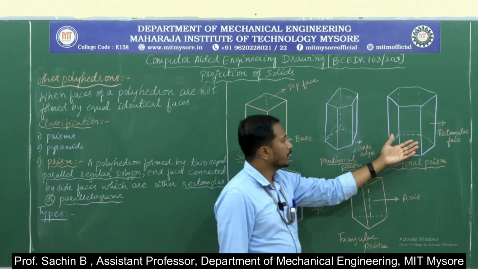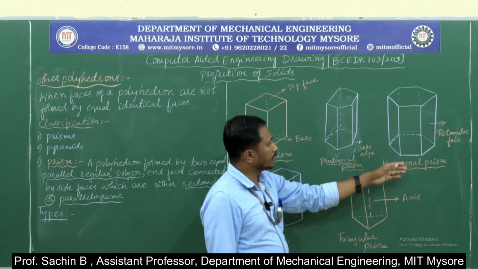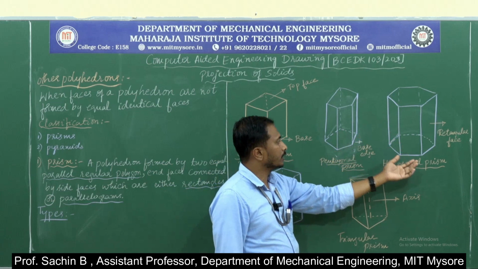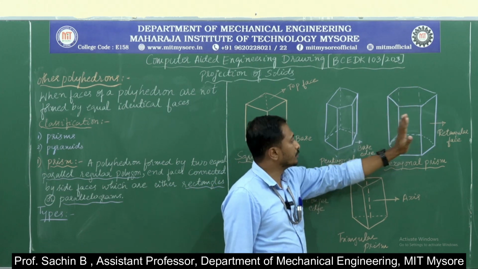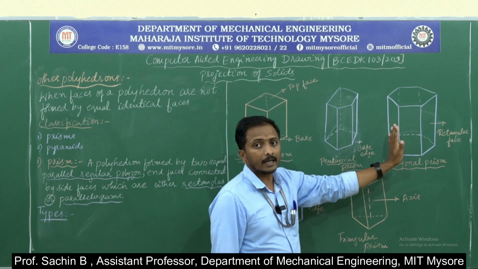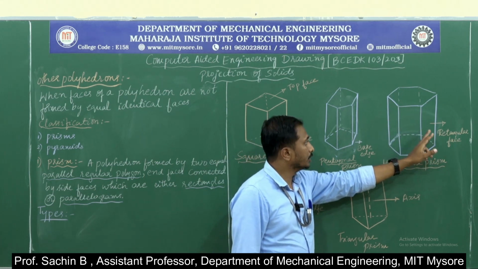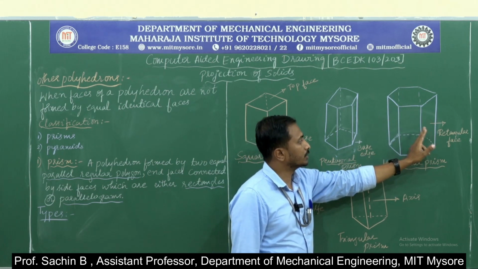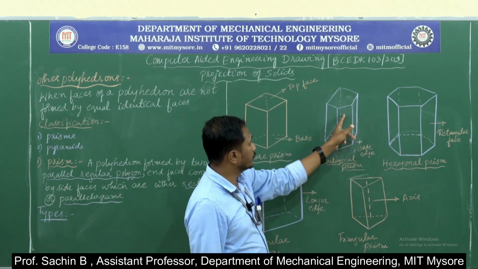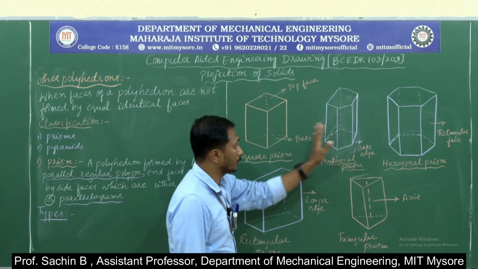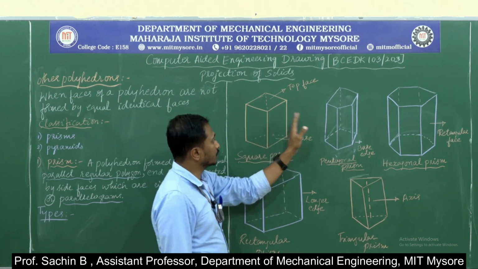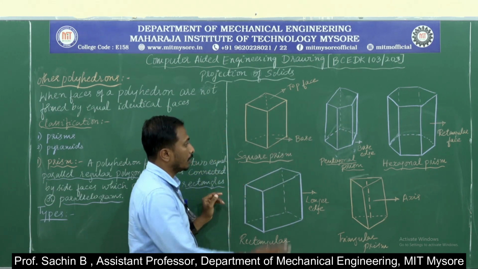Next we have the hexagonal prism. You just observe here, the base is a hexagon and the top face is also a hexagon, which is bounded by rectangular faces or parallelograms. Here this face is called a rectangular face. Again these faces are called rectangular faces. You can observe in all 3 objects, these faces are called rectangular faces.